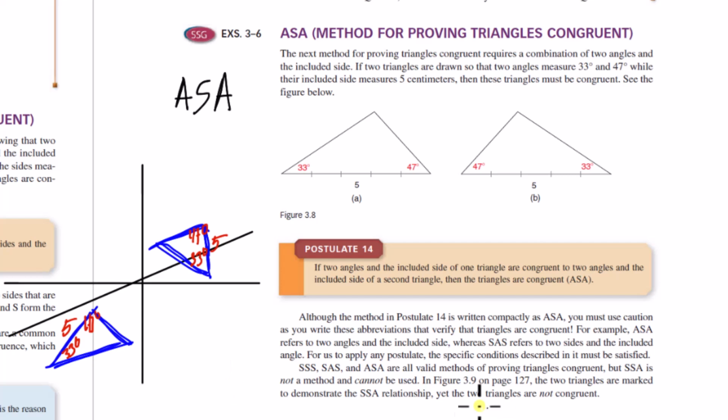Okay. Now, they note here the three congruence methods that we've talked about so far: side-side-side, side-angle-side, angle-side-angle. But they note that something like side-side-angle, if you show that two sides are of equal measure in a triangle and an angle that's not included between the two sides is the same, that's not enough. You can't officially state that the two triangles are congruent.